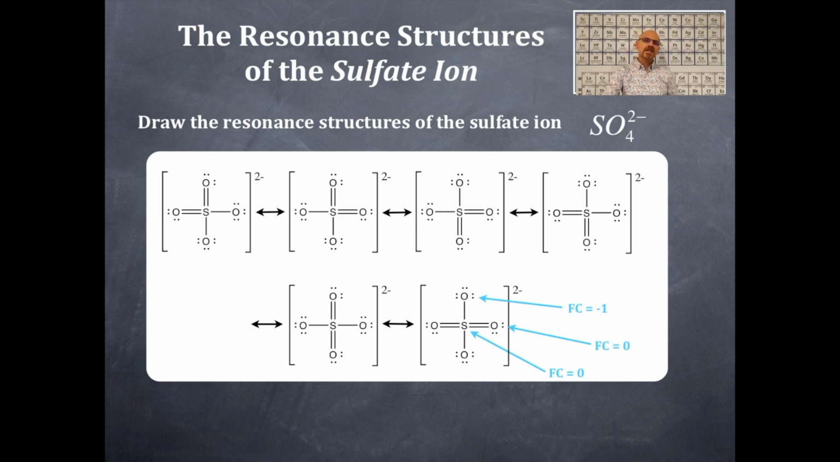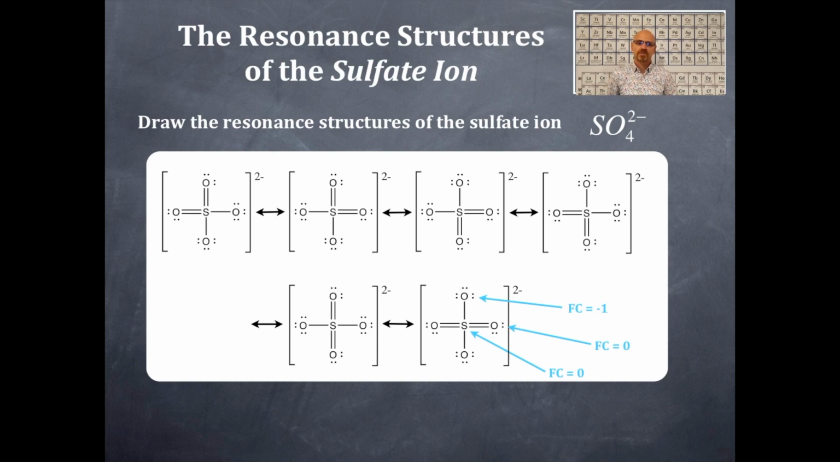So, are any of these structures any different than any of the rest? No, they're all the same on this particular slide that you see here before you. So these are all equivalent resonance structures. The formal charges sum up to -2, as one would expect, because the charge on the sulfate ion is -2. So there are 6 equivalent resonance structures for the sulfate ion.